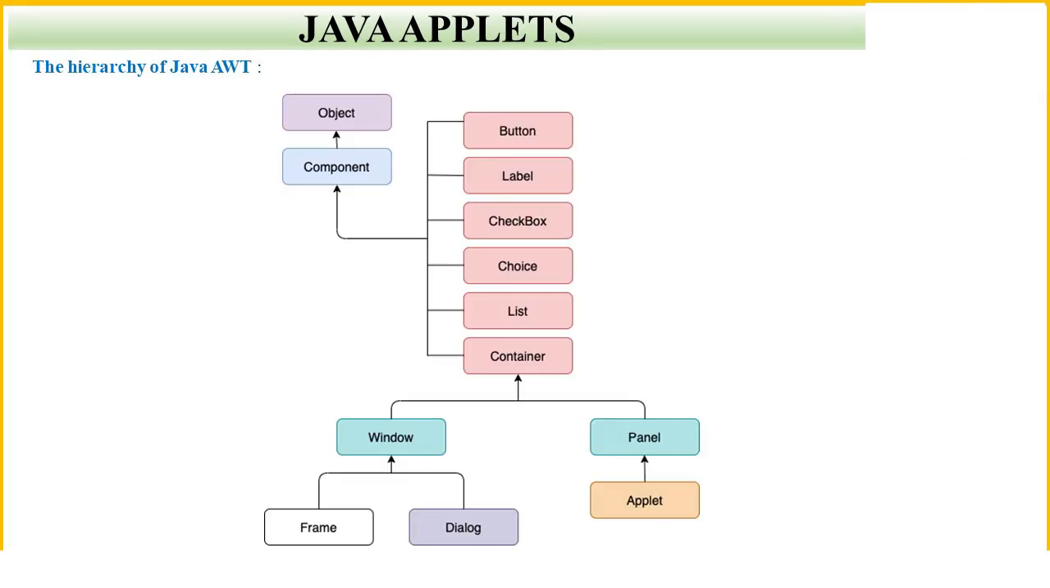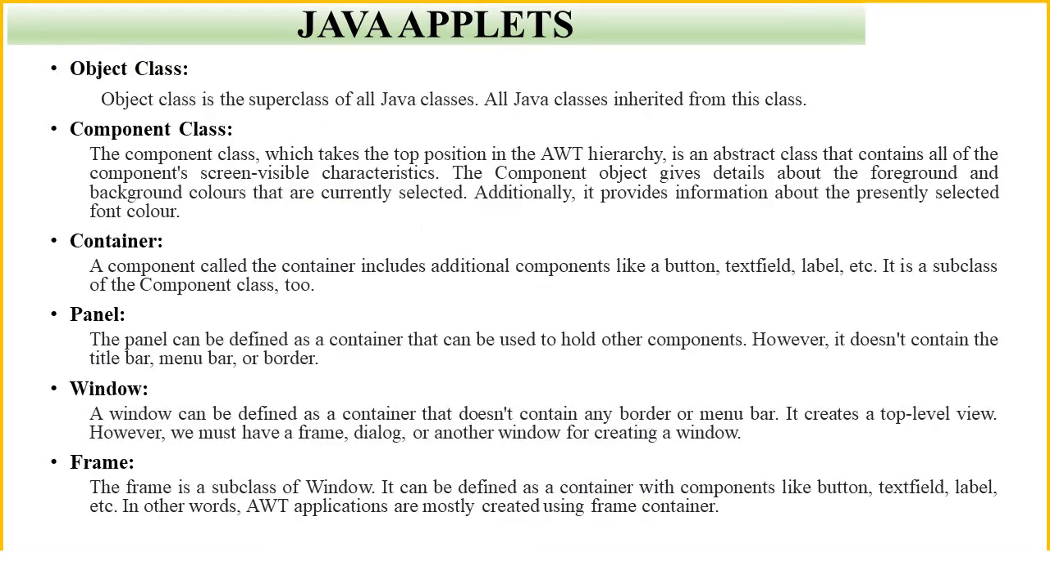The hierarchy of Java AWT has been given in a diagrammatic structure to have a look over. Now, the first one is the Object class. Object class is the superclass of all Java classes. All Java classes inherit from this class.